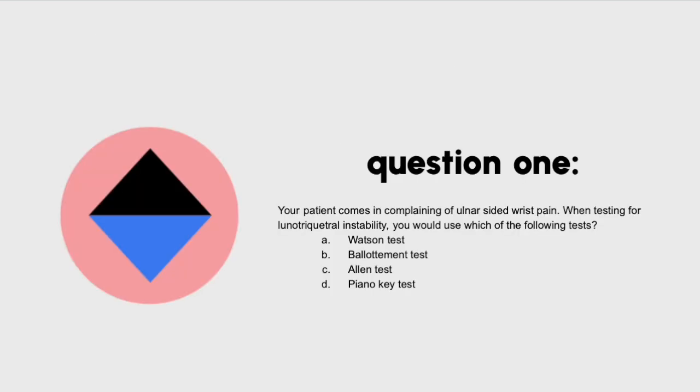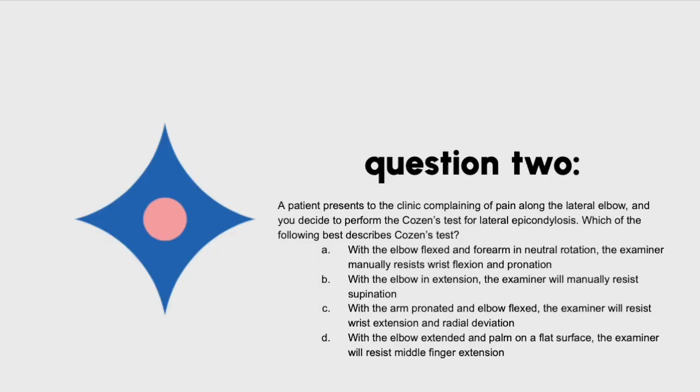Your patient comes in complaining of ulnar-sided wrist pain. When testing for lunotriquetral instability, you would use which of the following tests? A. Watson test. B. Ballottement test. C. Allen test. Or D. Piano key test.